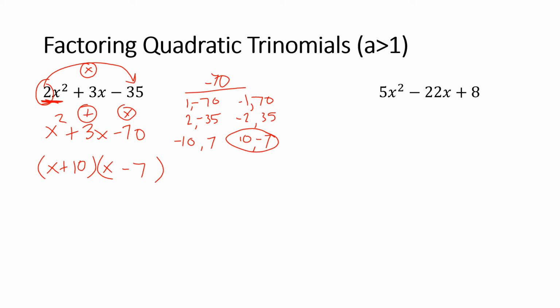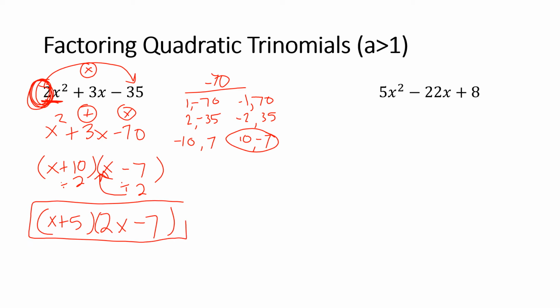Now, I'm not done yet because this was not my original problem. In the original problem, I had multiplied by 2. So now I'm going to undo that. I'm going to divide by 2. So 10 divided by 2 is just 5. So this one's x plus 5. That's easy. The other side, though, 7 divided by 2 is going to be a decimal. You're not allowed to use decimals. So what you do is you just pop that denominator up in front of the x. This would become 2x minus 7. And that would be your answer.